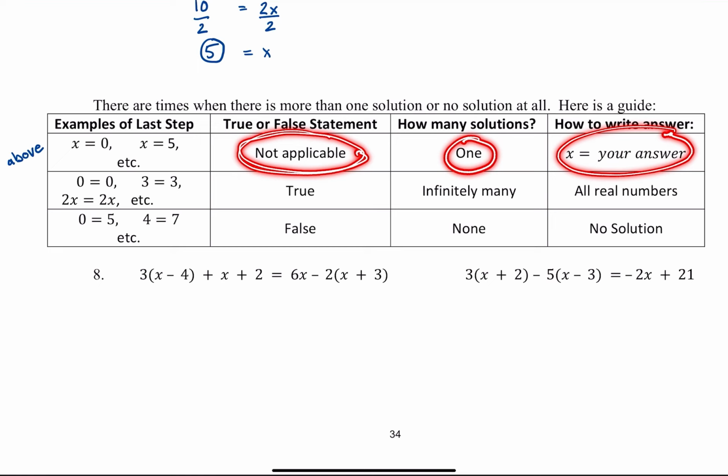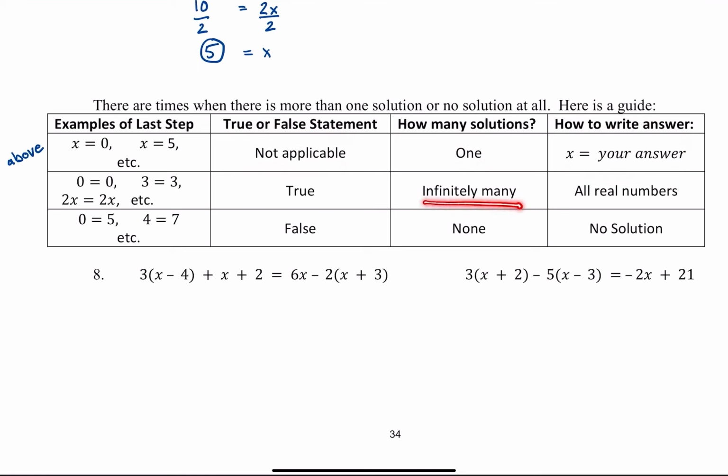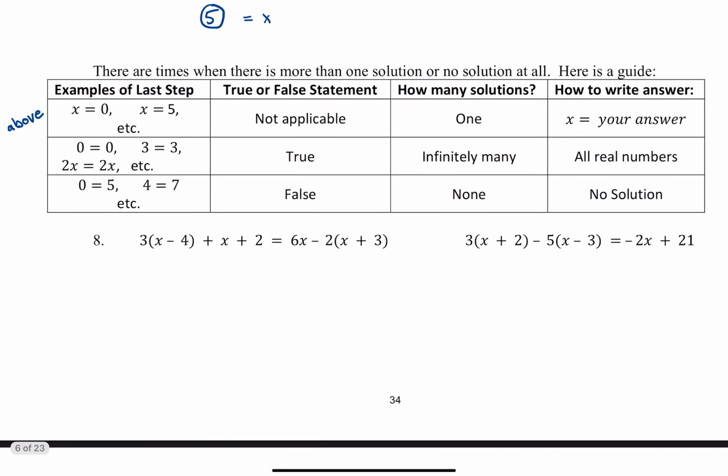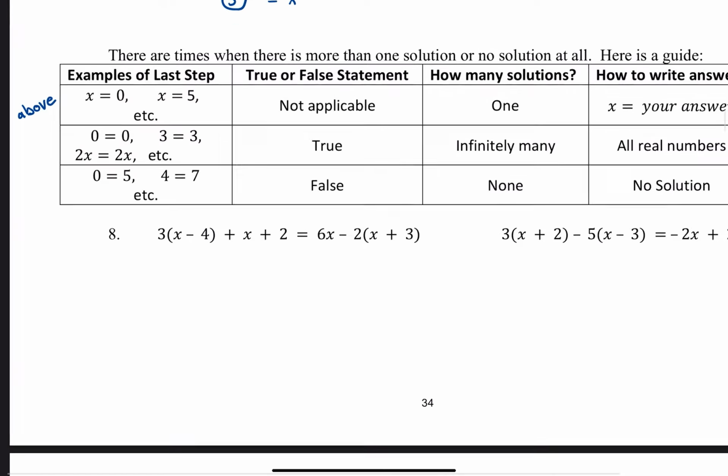But these two cases down below, well, there's the case where there's infinitely many solutions, or you can always say your answer is all real numbers. This is sometimes referred to as an identity, or where you simplify everything and you get something that's not true, a false statement. In this case, there are no solutions, and you can just simply state that. This is sometimes referred to as an inconsistent equation. So let's go ahead and see what happens in each of these down here below.